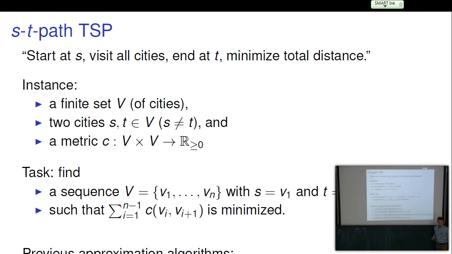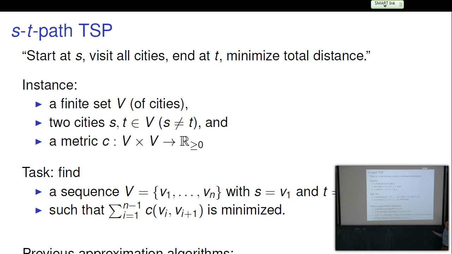So the problem is very easy to describe. You are given a set of cities with distances. You have two specific cities, S and T. You want to start at S and end at T, and in between visit all cities. And you would like to minimize the total distance traveled. You can visit cities several times, that's fine. But an equivalent description, as was just proved in the previous talk, is that you indeed visit every city exactly once, but then you will need to require that your distance function satisfies the triangle inequality. So that's the version I will work with here.